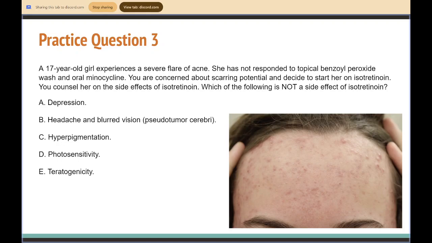All right, very good. Oh, Art, yes, I'm sorry. I can read the answer choices. A is depression, B is headache and blurred vision or pseudotumor cerebri, C is hyperpigmentation, D is photosensitivity, E is teratogenicity. Also, Seaweed from downtown, it is a type 4 hypersensitivity reaction, and it can result in Stevens-Johnson syndrome or toxic epidermal necrolysis.